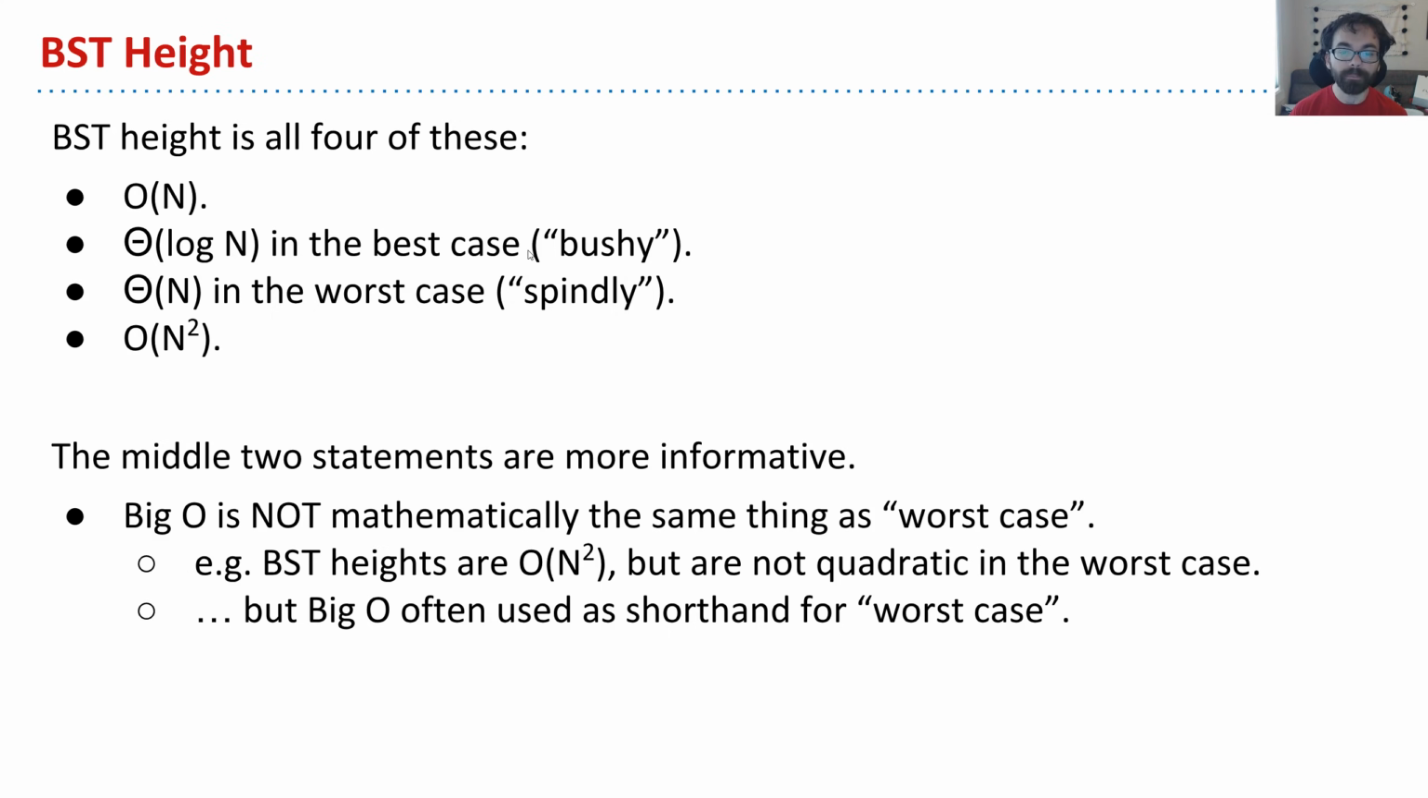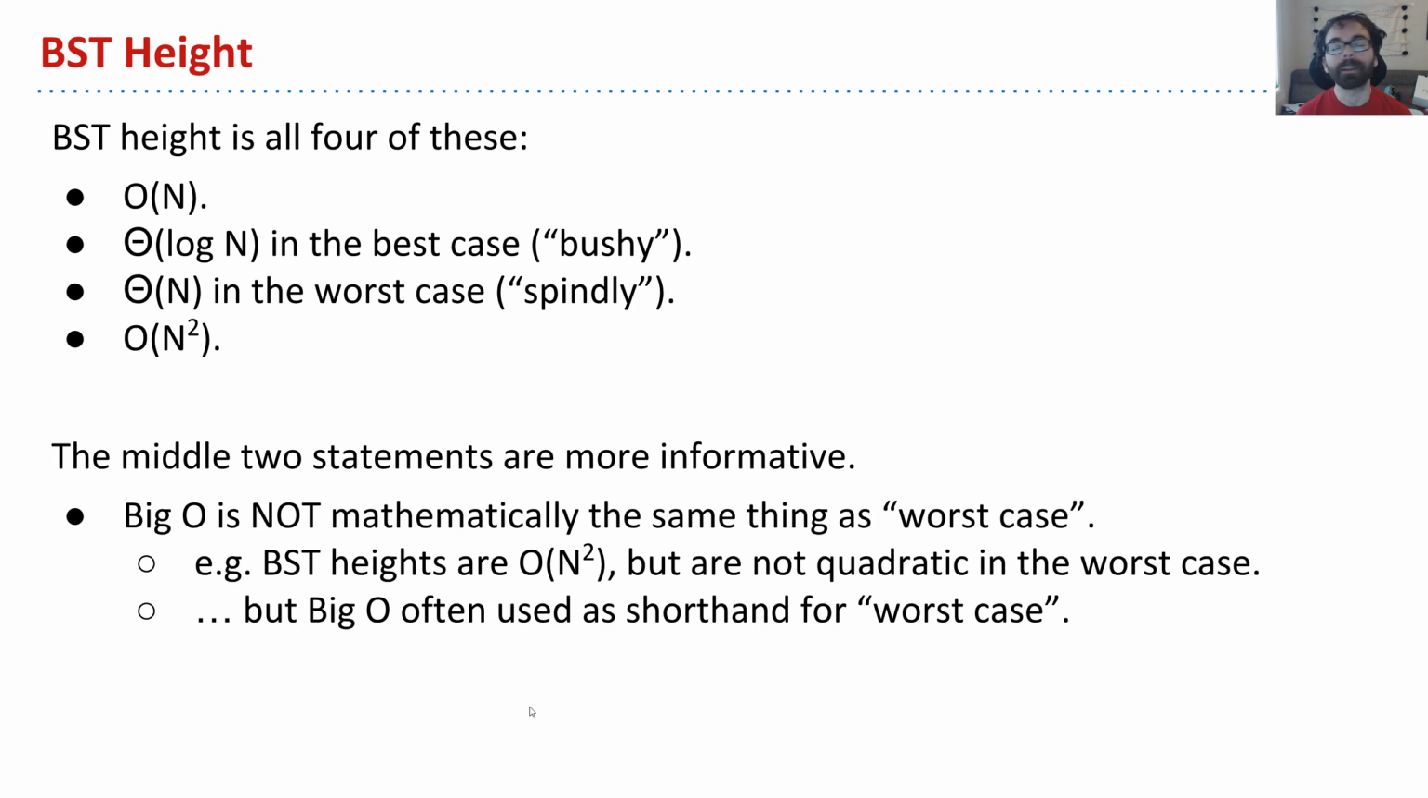Big O is not mathematically the same thing as saying the worst case. For example, binary search tree heights are absolutely 100% big O of n squared. That is, they are less than or equal to the order of growth n squared. However, they are not equal to quadratic in the worst case. You could think of it as an inequality.